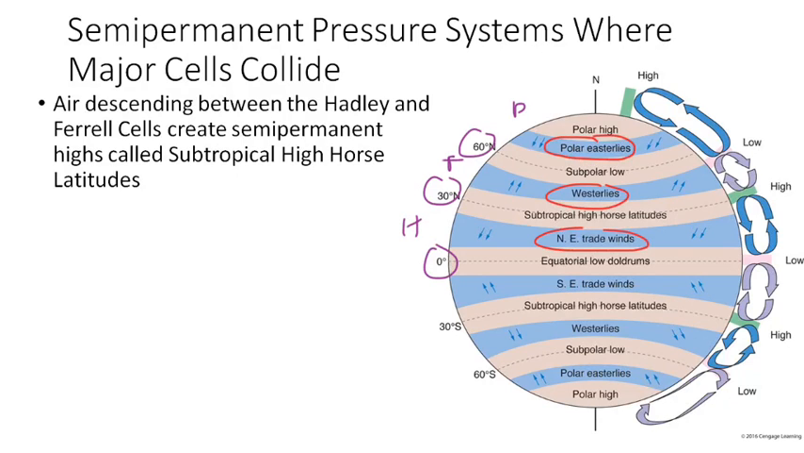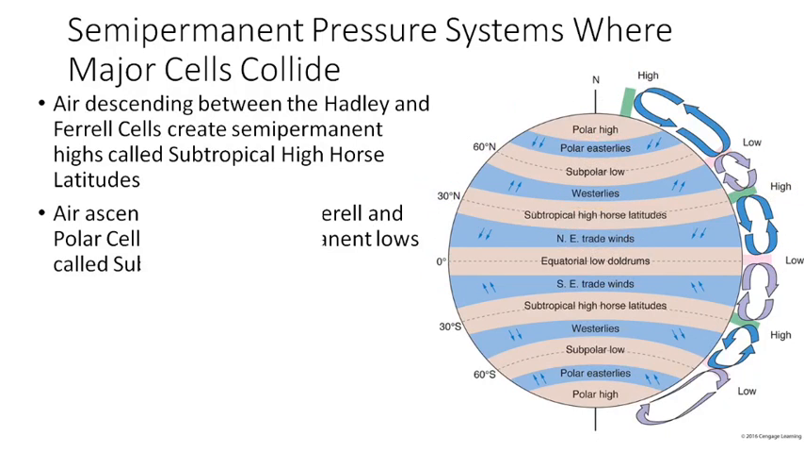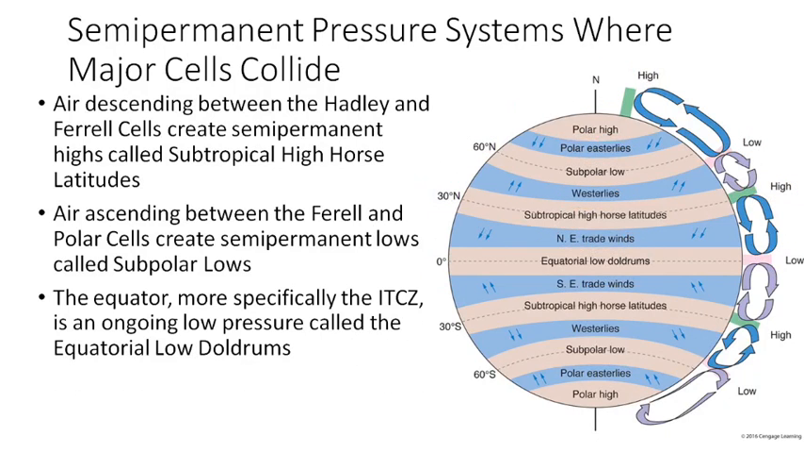Not so surprising, near the intertropical convergence zone, we have a low pressure at the surface because of that rising air. Here, where we said maybe we have deserts, here about 30 degrees, we have a semi-permanent high. Here between, for this rising air, between the Ferrel and the polar cell, we have a semi-permanent low. And up here at the poles, we have a semi-permanent high.